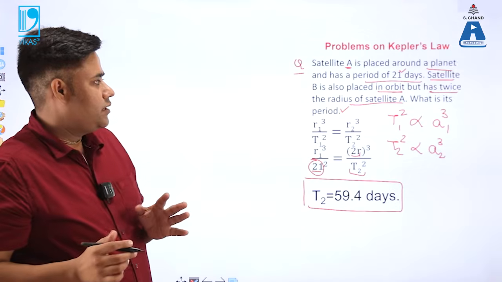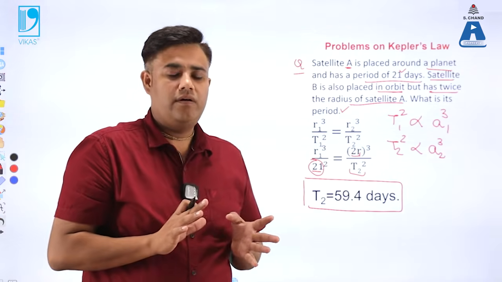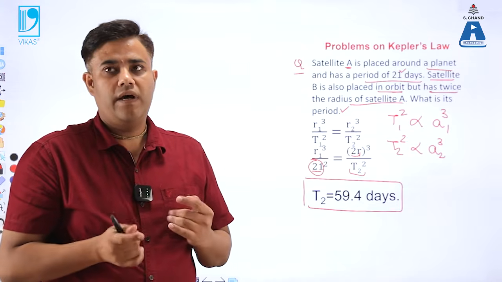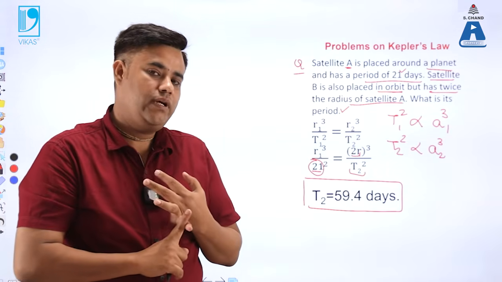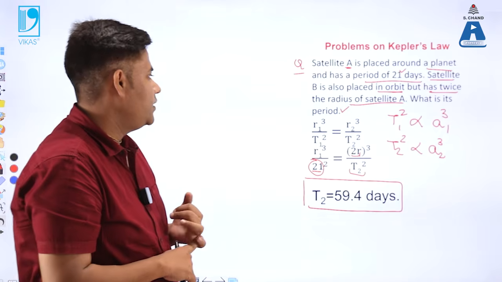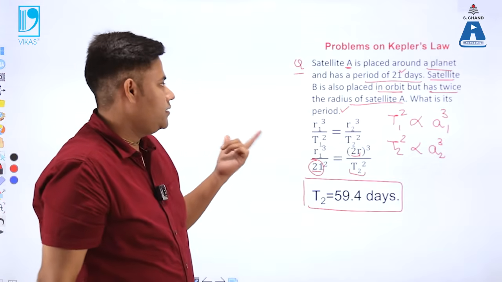So with the help of this, if you have the time period of one satellite, you can easily find out the time period of another satellite which is placed in another orbit.